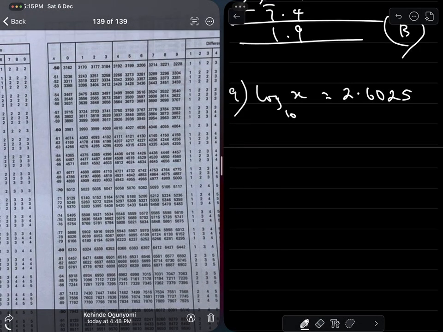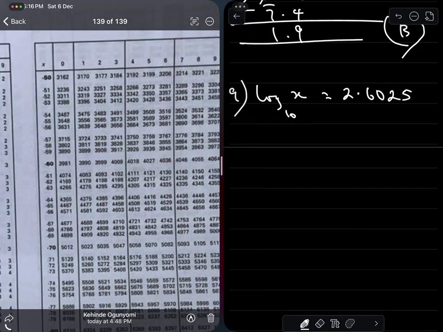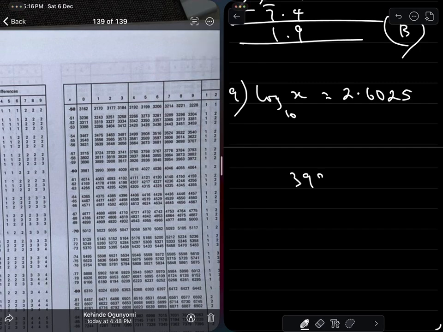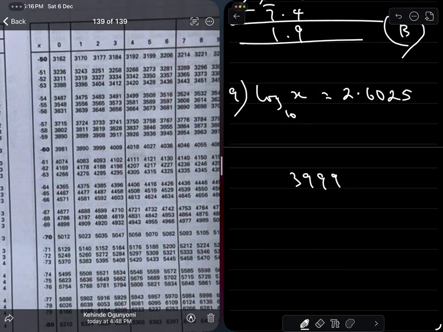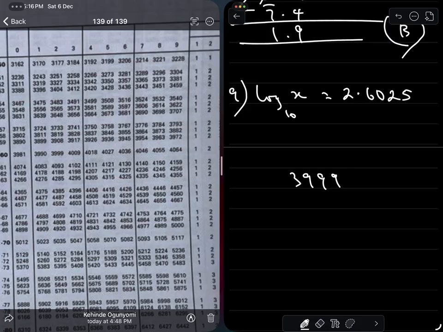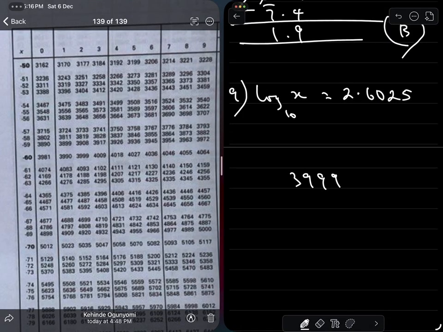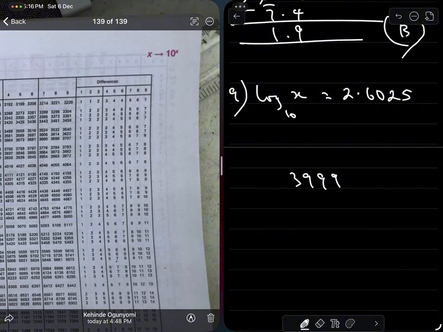60 under 2. What's 60 under 2? 60 under 2 is 3990. Yes, 3990. There's no zero in it now. 60 under 2 is 3999. Exactly. Difference 5. Let's go to difference 5. What's difference 5? Difference 5 is 5.